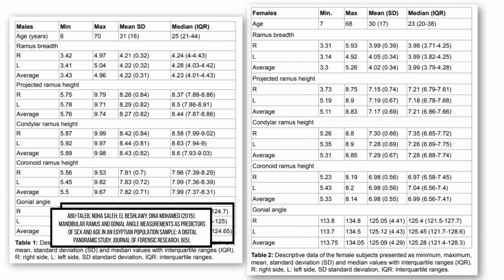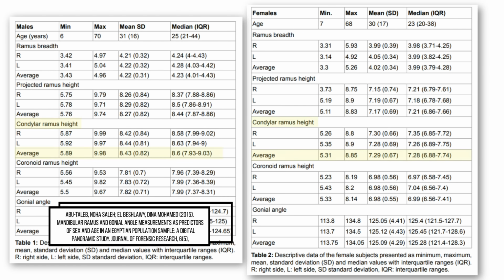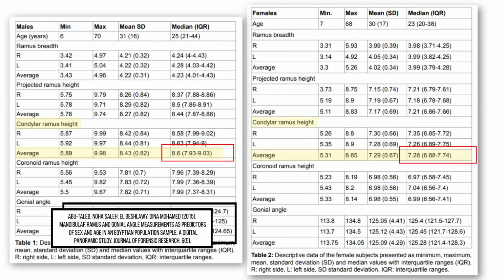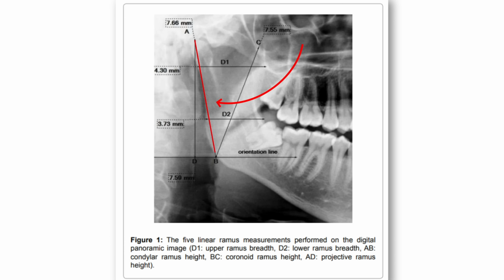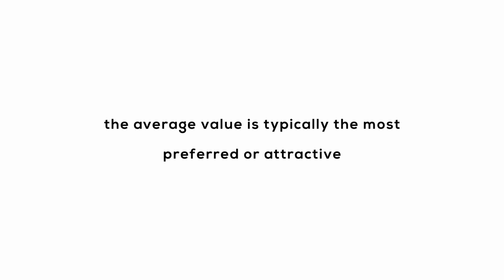Going back to Saleh and colleagues, they found the median ramus height to be 8.6 centimeters for men and 7.28 for women. Mind you, I'm giving you these values here, which is the condylar ramus height, meaning that it goes straight into the socket that lets your jaw move. The ramus is one of those facial characteristics where the average value is typically the most preferred or attractive, and granted that this is an Egyptian study, the values are more or less similar around the world because it's a small part of your face anyway.